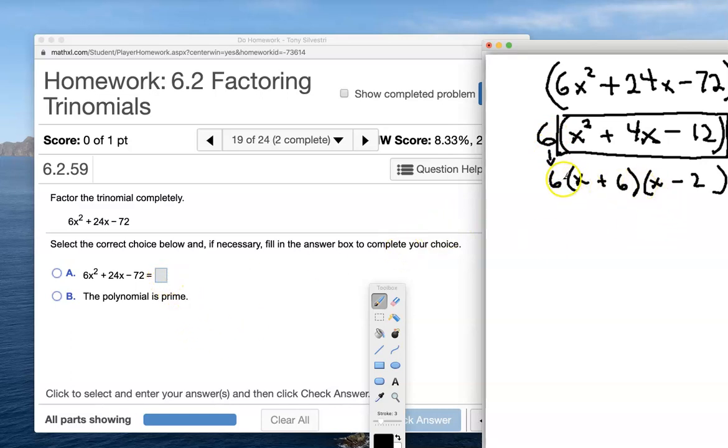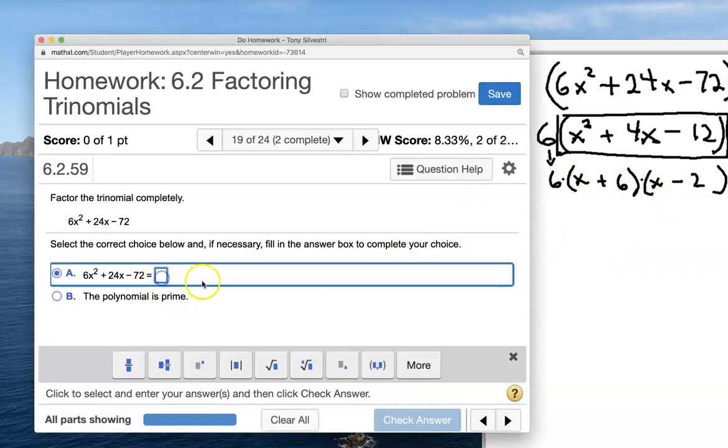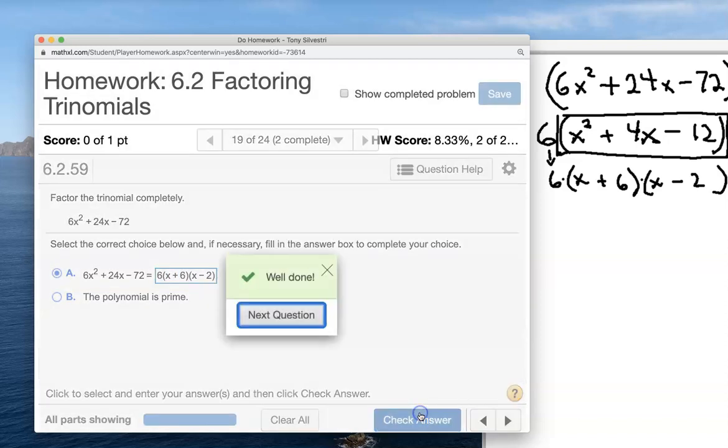You've got 3 factors here. 3 factors. It's exciting. So let's put down the 6. The 6 has to be there, the thing that you pulled out. Then I'm going to put x plus 6, and then x minus 2. Okay, check your answer, and we did it right. Look at that. That's perfect.